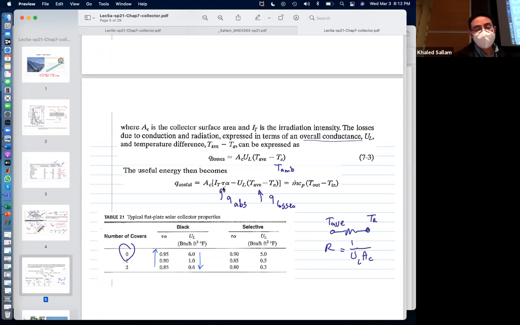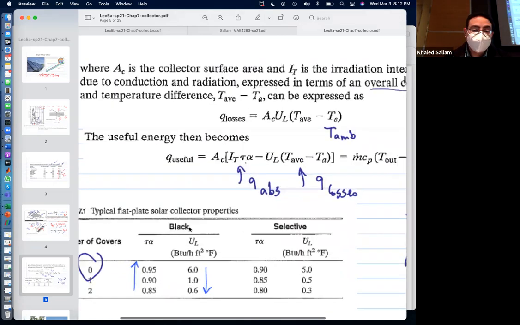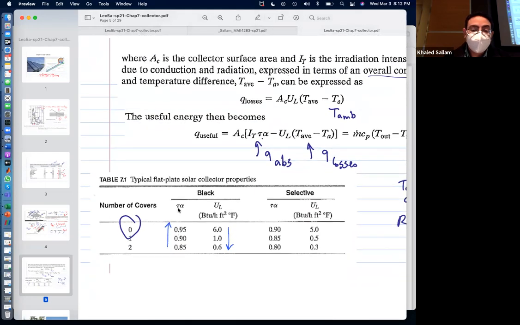Times tau, that's the transmissivity of the glass plate, the glass cover, times alpha. So this tau is a fraction of how much will go through, and then alpha is how much will actually get absorbed. Not everything that goes through the glass will get absorbed by the plate, unless the plate has 0.999 absorptivity, right? So people actually multiply those two together, tau and alpha, and you can see them in a table over here. Tau and alpha are typical numbers, and here is U_L, the overall heat transfer loss coefficient, how much you are losing.